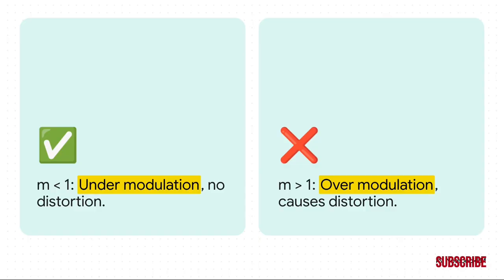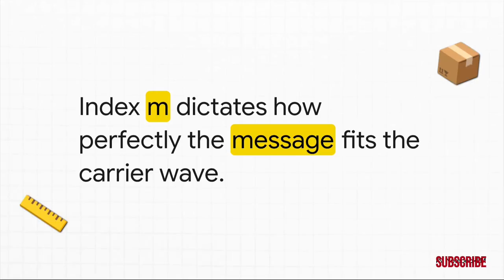But the third one, overmodulation, where m is greater than 1. This is where you've packed way too much cargo. The doors literally burst open and the message gets completely distorted. In a real-world circuit, if this happens, we just cannot recover the original message cleanly. Let's do a really quick micro recap before we analyze the heavy math. The biggest takeaway here is that the modulation index m simply tells us how perfectly our message fits onto the carrier wave. Keeping m less than or equal to 1 ensures our signal stays clean, crisp, and undistorted. Are we clear on that so far? Excellent. Let's move over to the frequency domain.